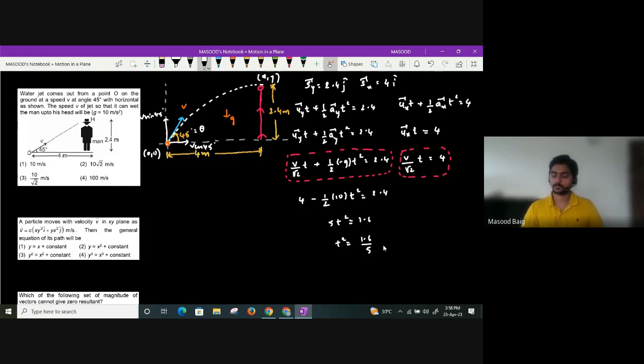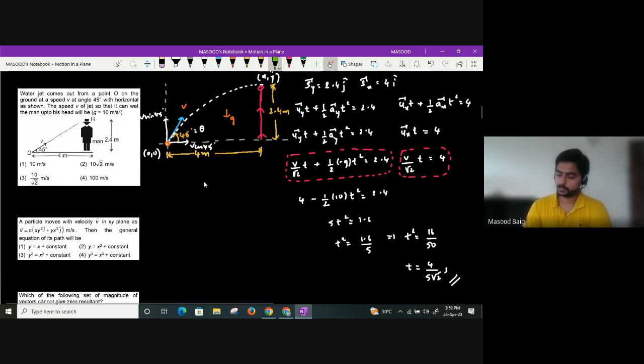Okay, t square value we got 1.6 divided by 5. Into 10 by 10, if I do, guys, I'll get t square value as 16 divided by 50, or I'll get t value as 4 divided by 5 root 2. Clear, all of you? This much time we will get. Now when you have the time, can you find the speed? Yes. So directly you can substitute here: v divided by root 2, what is time? 4 divided by 5 root 2, should be equal to what? 4. What can you cancel out? 4, 4 gone. So what will the v value be? It will be 10 meter per second.